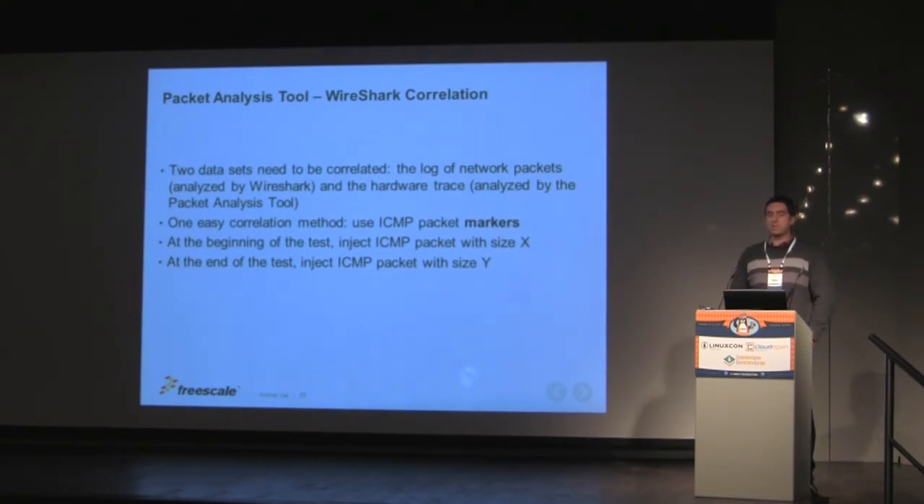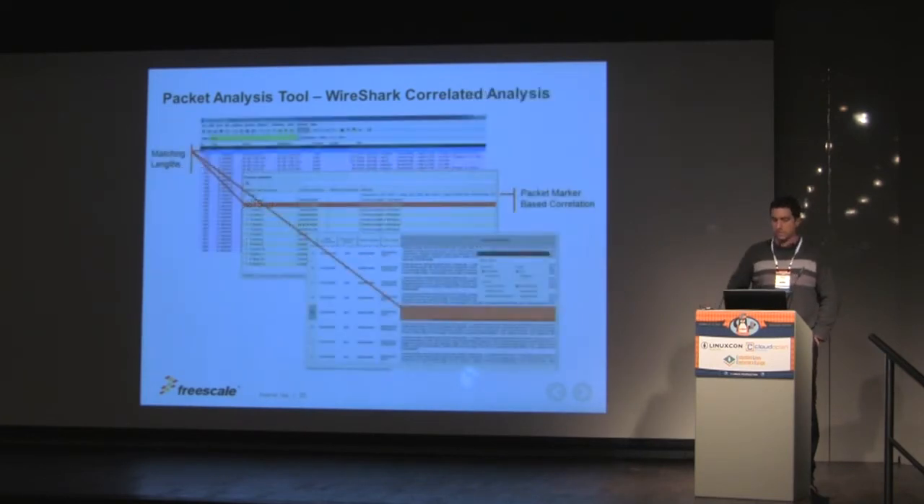This is how we have correlated some hardware trace that we have collected with our tool with the packet logs that Wireshark has collected. The idea was very simple. We have injected some ICMP packet markers in the trace, and we have used different sizes for the first packet, the one that showed up at the beginning of the test, and for the last packet.